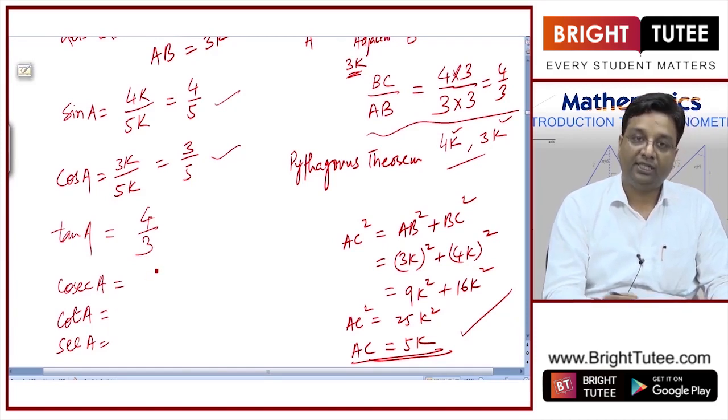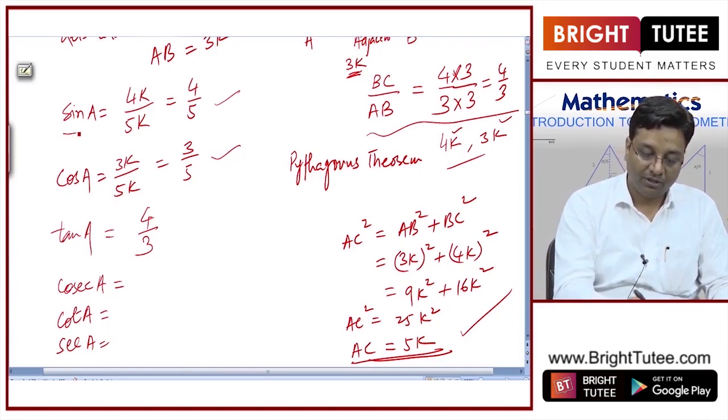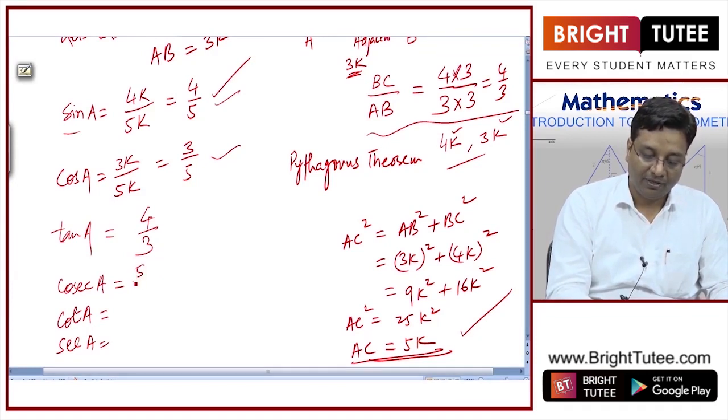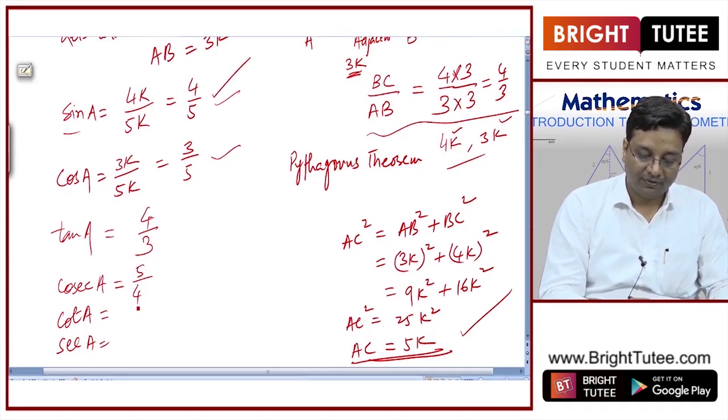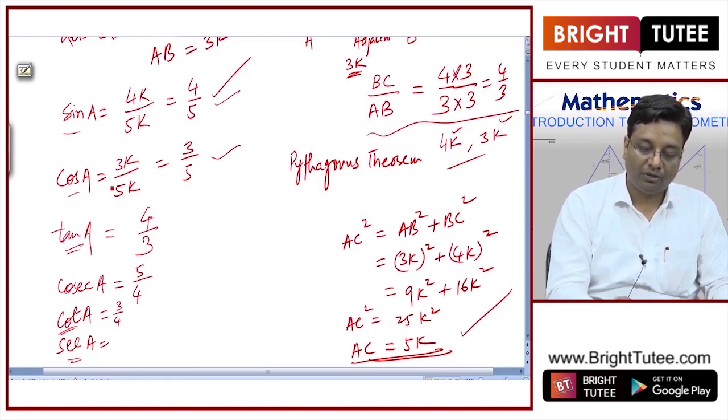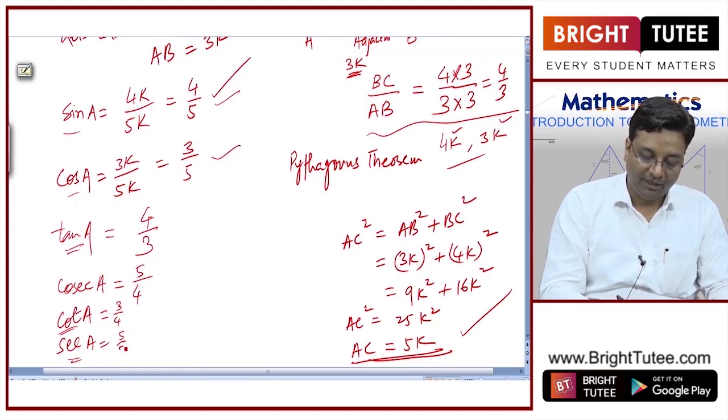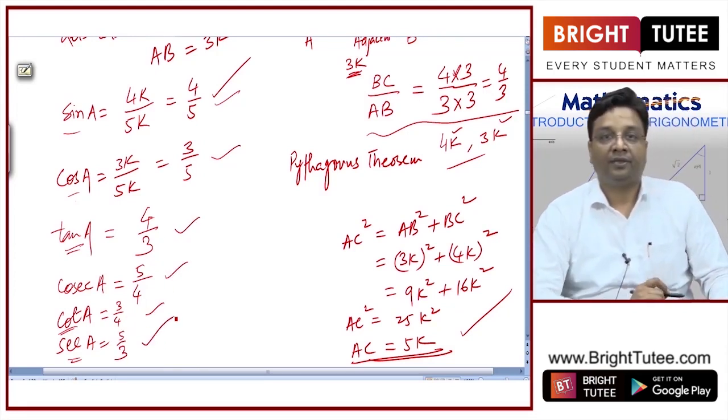What is cosecant? Cosecant is the reciprocal of sine, so just the reciprocal of 4 by 5, which is 5 by 4, right? What is the reciprocal of tan? It is cot, right? So cot will be 3 by 4. What is secant? It is the reciprocal of cos, so it will be 5 by 3. So we have got all these ratios, right?